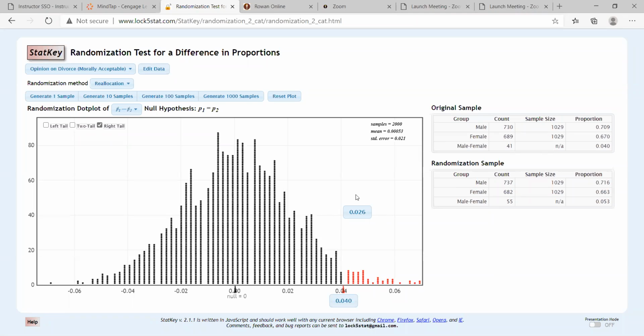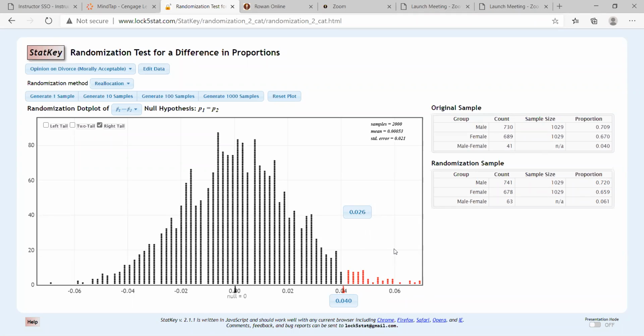Notice what shows up here is our p-value. This is the probability of getting a sample difference in proportions of 0.04 or greater if we assume no difference in the proportions between the two groups. We're assuming that males exceed females by 0.04 or greater. The probability of that is 0.026. That's our p-value. Suppose my alpha, my level of significance, is 1%.